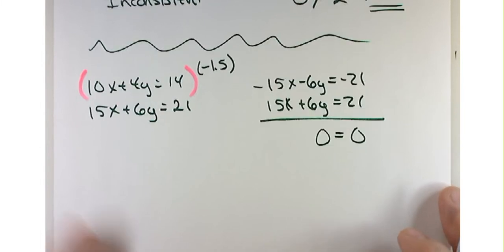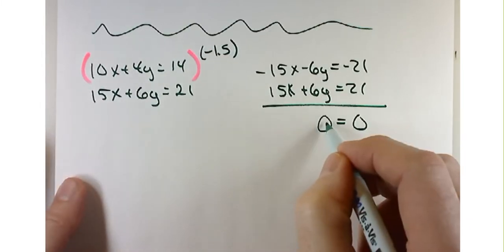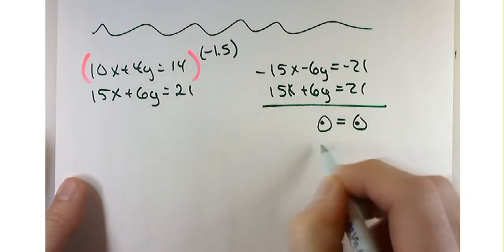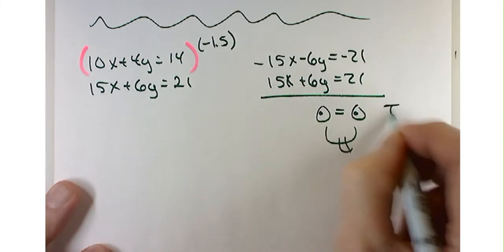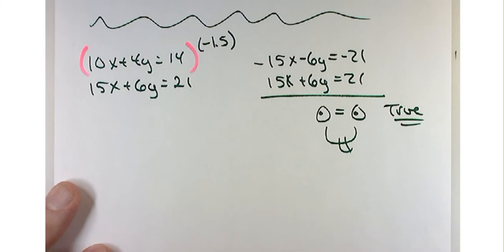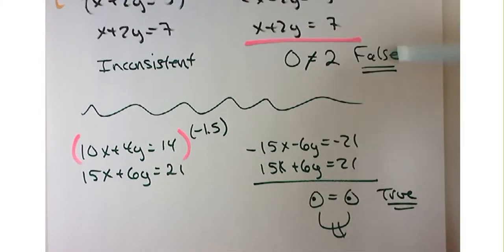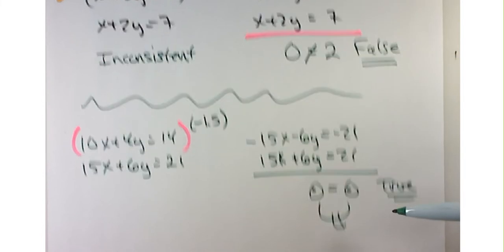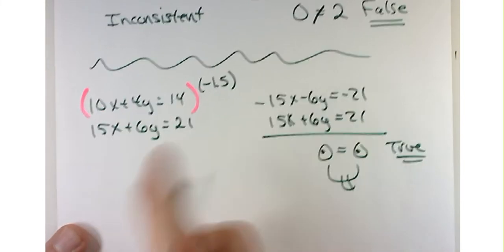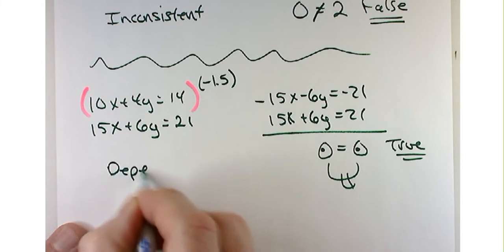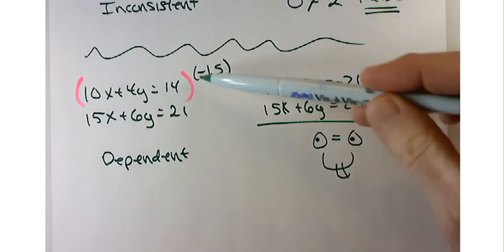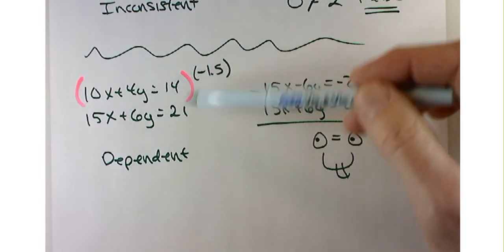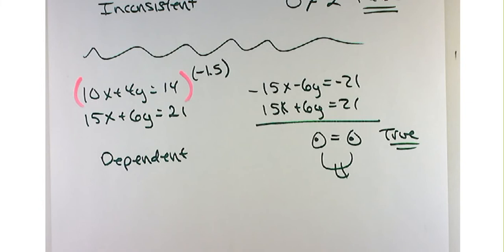0 equals 0. I think you've seen me do things like this, perhaps on other videos or someplace else. But 0 equals 0, as silly as that is, that's true. And because it's true, it's telling us something different than what we learned up here. It's telling us that these lines are dependent. So really, one of them is just a multiple of the other. If you take 1.5 times this one, you'll get this one. So it's the same line twice.